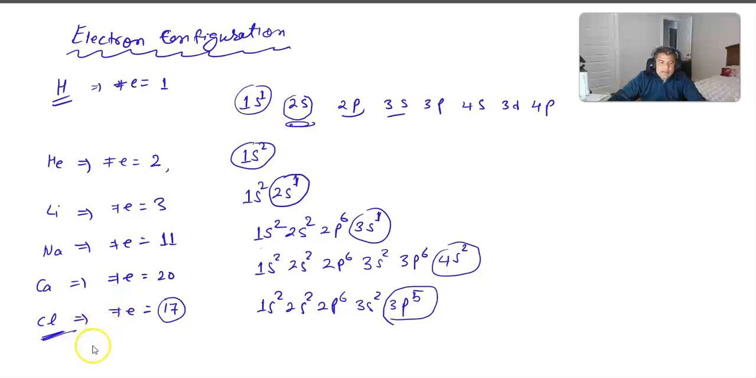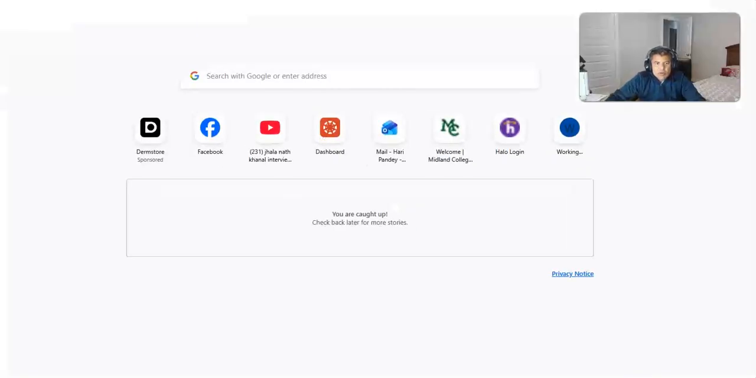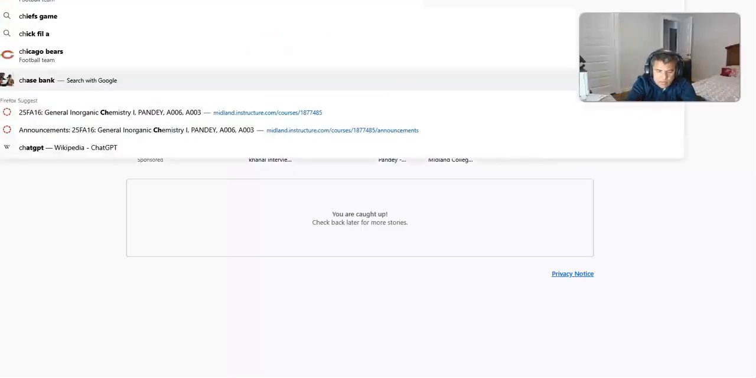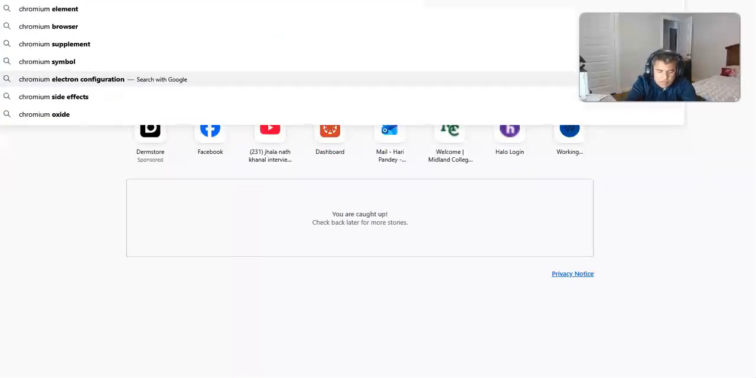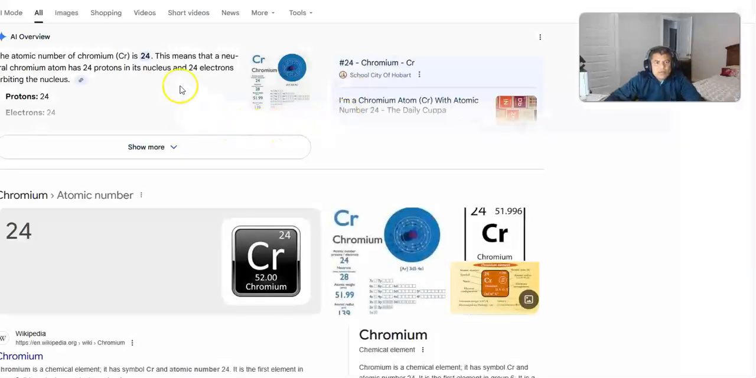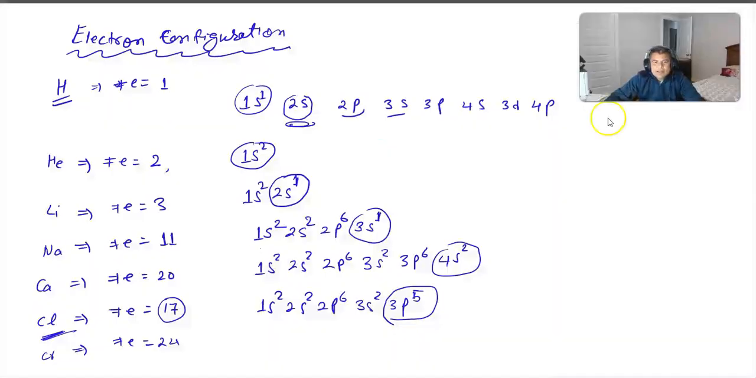Okay, now let's say, for example, chromium. Chromium's number of electrons is equal to, I think, 24, right? Chromium is 24. Okay, now let's see. So chromium is 24. Yes, I'm right. Okay, that's good. Chromium 24. Okay, now let's distribute.